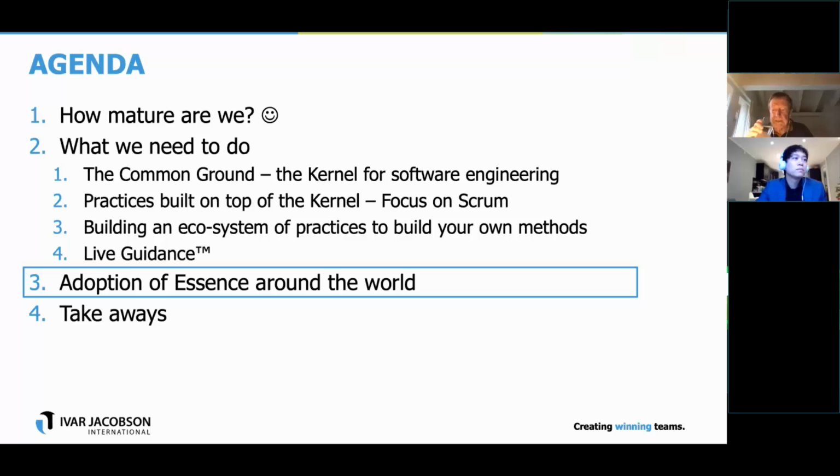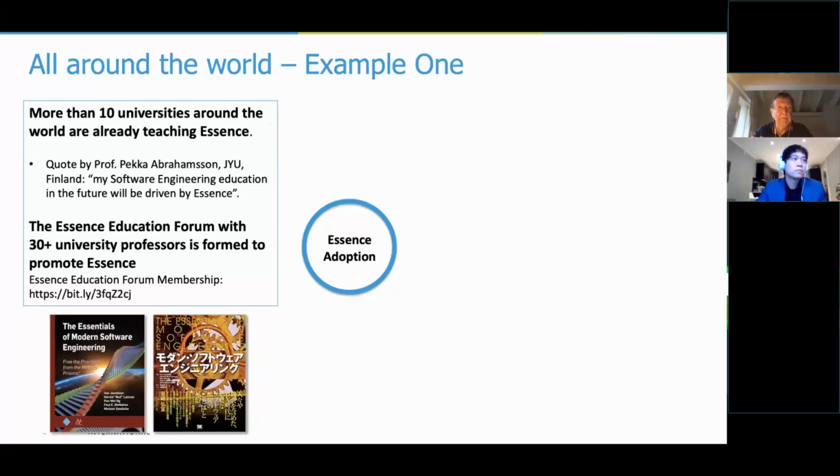How is Essence adopted around the world? There is a lot to say. There are a lot of people using it, but I will focus on a few examples. Example one, more than 10 universities use Essence already. Professor Pekka Abrahamsson in Finland says, my software engineering education in the future will be driven by Essence. And he developed tools, he developed things, so there is a lot happening there.